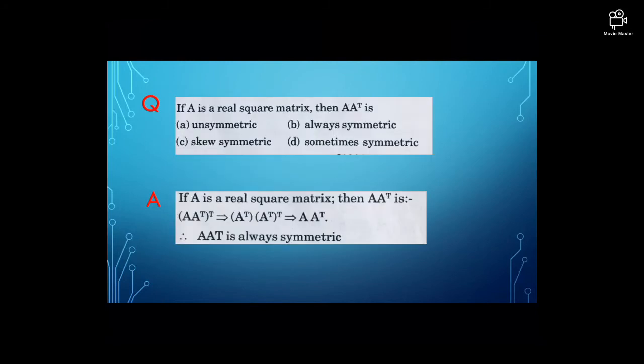If A is a real square matrix, then A into A transpose is what? So A is a real square matrix, it is given. So for A into A transpose, let's find out the transpose of it, which is equal to A transpose into transpose of A transpose, which is A into A transpose. So A into A transpose is always symmetric. So this also we can conclude, it's a property of matrices. Like if A is a real square matrix, then A into A transpose is always symmetric. So the correct option will be option B. This question was also asked for 1 mark.